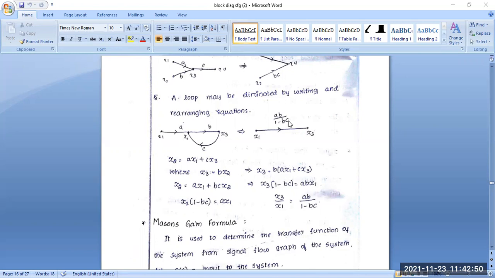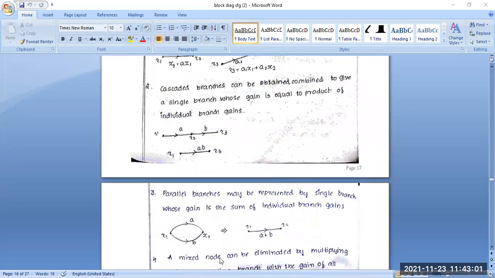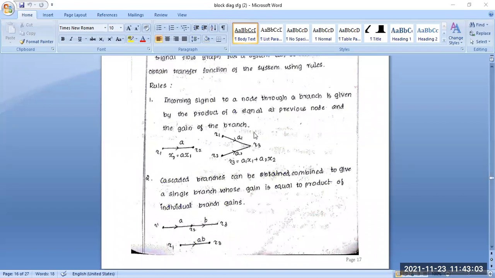Clear? Is it clear, all of you? Yes, sir. Yes, thank you. So these 5 rules we have to apply when we have to solve by the signal flow graph method.